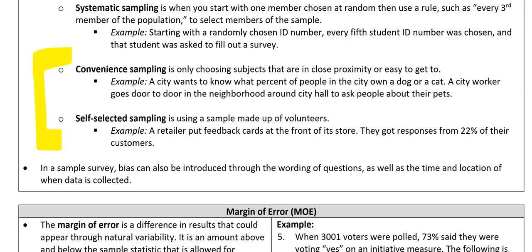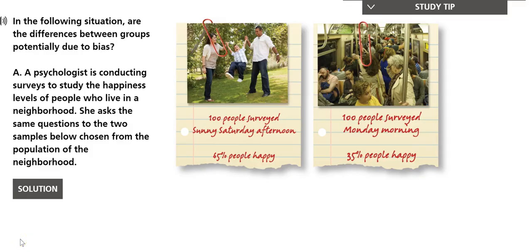Okay, so this example isn't in your notes, but this is a really good example. In this situation, we have 100 people that are surveyed on a sunny afternoon on Saturday, and 65% of the people said they were happy. And then 100 people were surveyed on Monday morning on their way to work, and only 35% of people said they were happy. So this right here is an example of bias. They looked at it on a Saturday when people maybe aren't at work, they're in the park, it's a beautiful day out. Of course they're going to be happier than Monday morning going into work. Okay, so because of the time and the manner in which they conducted this survey, they had biased results.